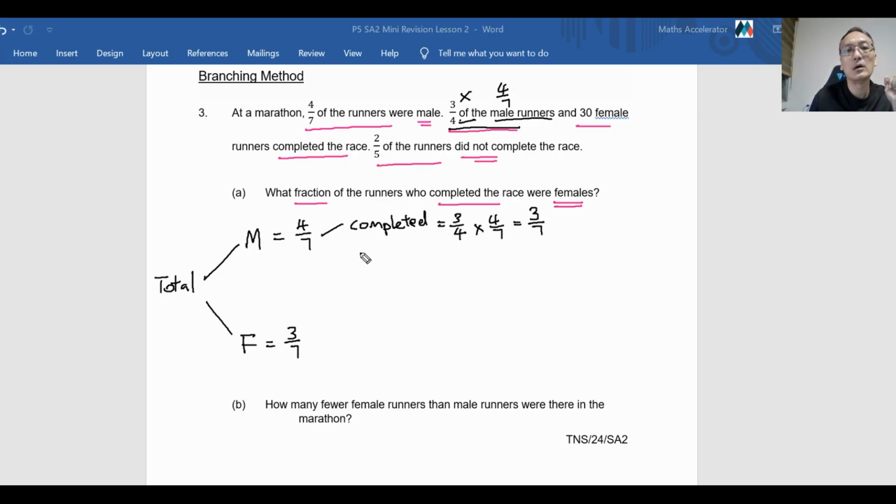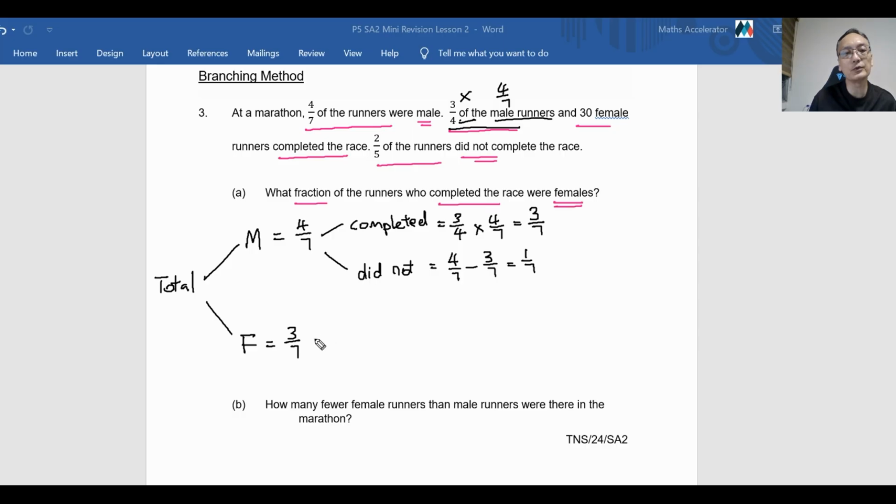Next, from here we can find those that did not complete. So we just write the words "did not." So 4/7 of the male minus away 3/7 who completed, we would have 1/7 that did not complete the race were male runners. Next.